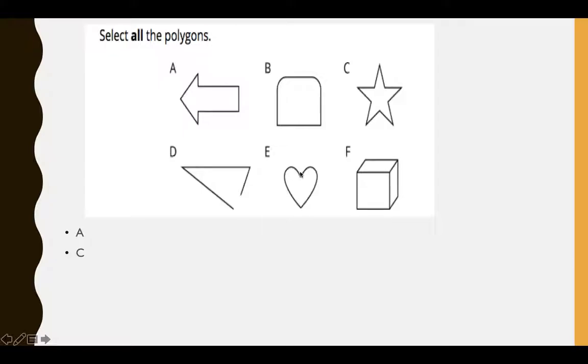With E, we have a heart. It's 2-dimensional, but I noticed right off the bat that the lines are curved. They're not straight lines, so E does not qualify as a polygon.